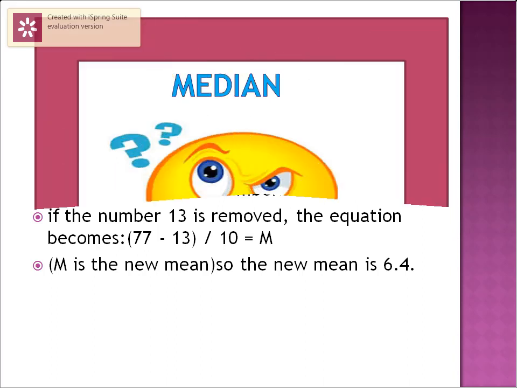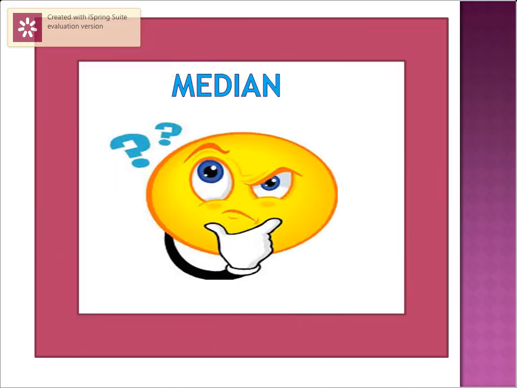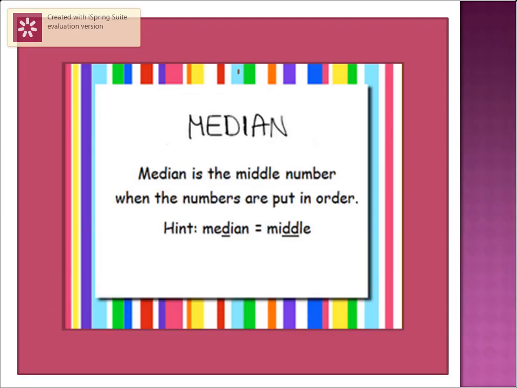Next, what is median? The median is nothing but the middle value when the data are in numerical order. If there are two numbers in the middle, find the mean or average of those two numbers.